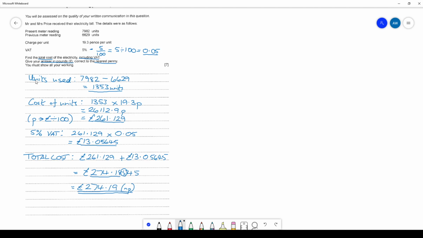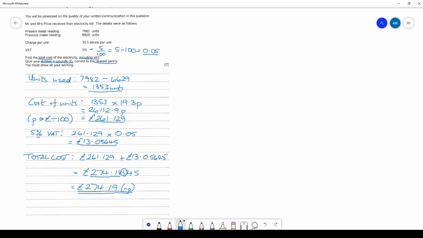So let's quickly recap that. The first step was to work out the units used of electricity, and you use the meter readings there, those two. Larger one take away the smaller one, present take away previous, and you get 1,353. Then you work out the cost of those units by multiplying by the charge per unit. Remember, the answer's in pence. If you forgot that's in pence and you wrote £26,112, then you'd have a ridiculously large bill. That could possibly not happen, right? So your bills are always around a couple of £100, so remember that.